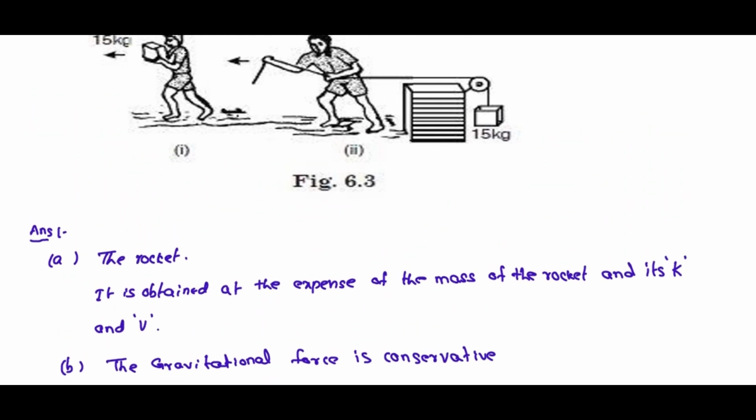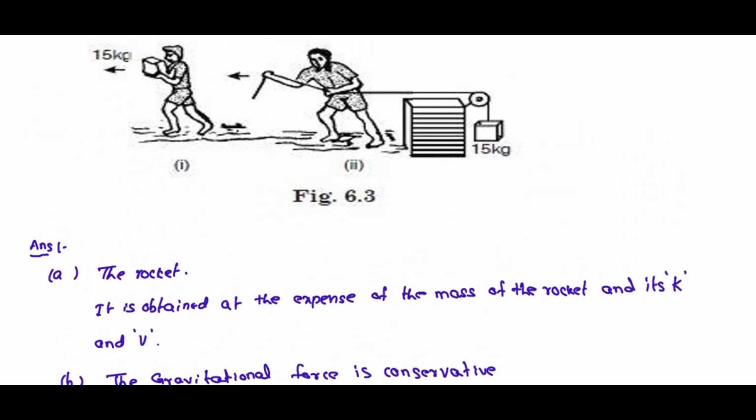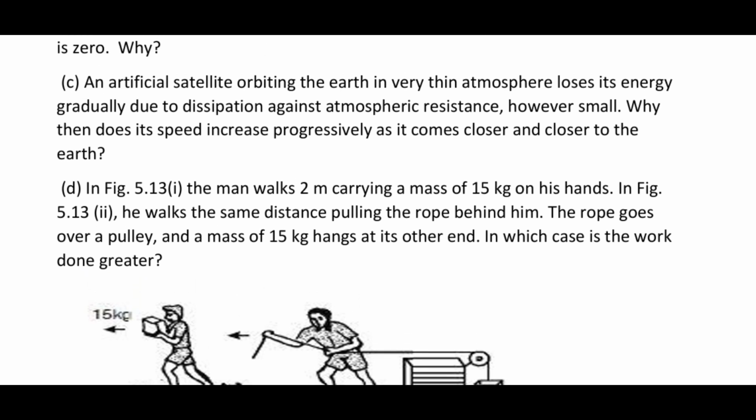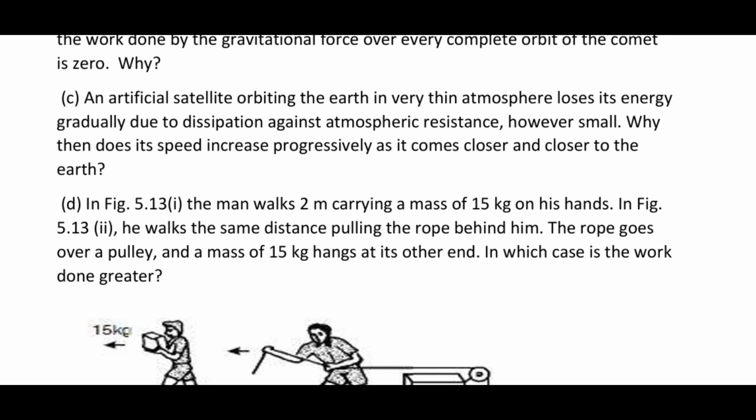Coming to C. An artificial satellite orbiting the Earth in very thin atmosphere loses energy gradually due to dissipation against atmospheric resistance, however small. Why then does its speed increase progressively as it comes closer and closer to the Earth?